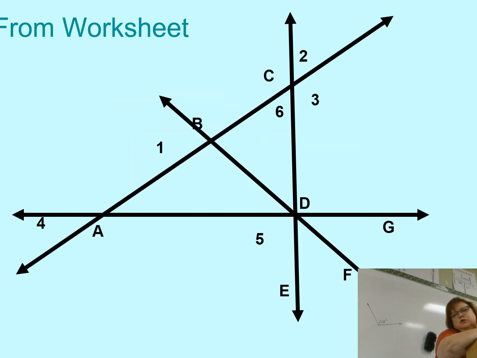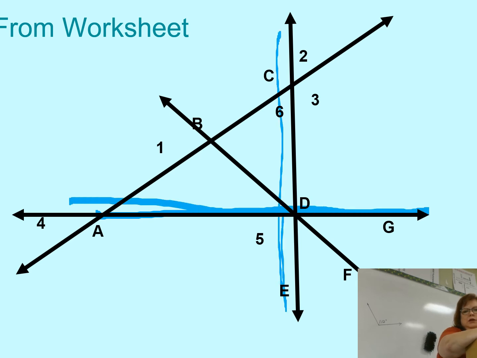Alright, so this is the worksheet, and in the directions, it gives you a couple of special things to do. The instructions at the top tell you that AG is perpendicular to CE. So what does that mean? Let's look at it right here. AG, that line, and CE, this line going up and down. Perpendicular. That means right angles. Don't overthink it. Perpendicular is a simple concept. It makes right angles.